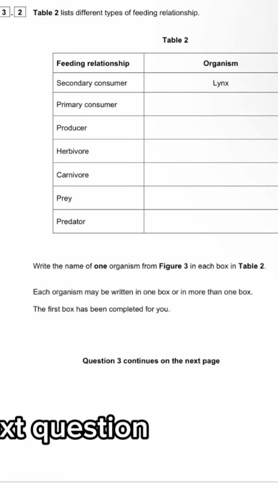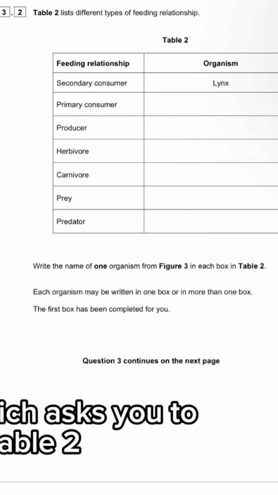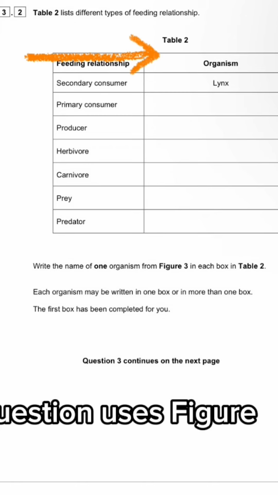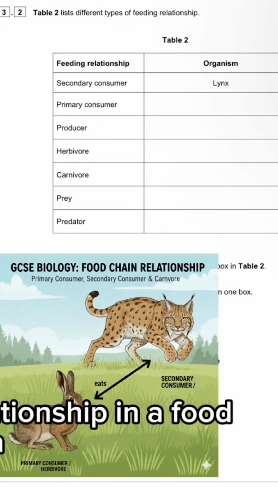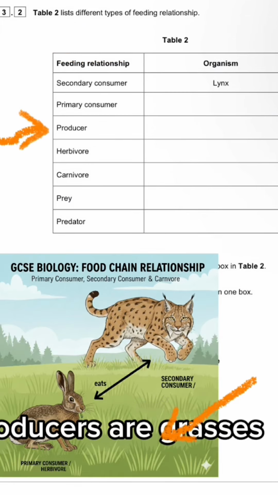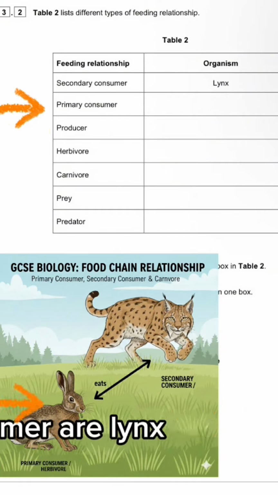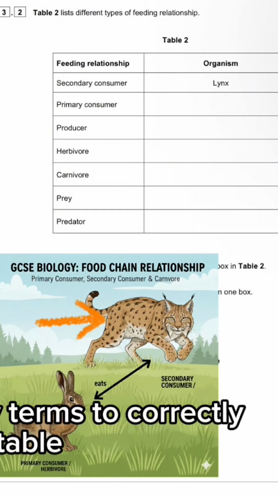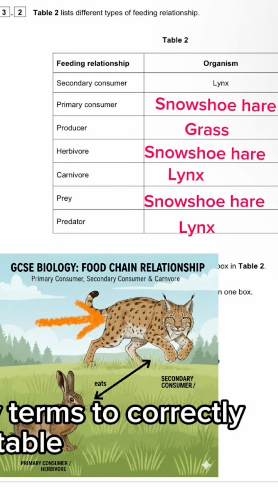Let's move to the next question, which is part 3.2, which asks you to complete table 2. Now note that this question uses figure 3, showing a feeding relationship in a food chain, so let's break it down. Producers are grasses. Primary consumer are snowshoe hare. Secondary consumer are lynx. Now let's match the key terms to correctly fill in the table to obtain full marks.